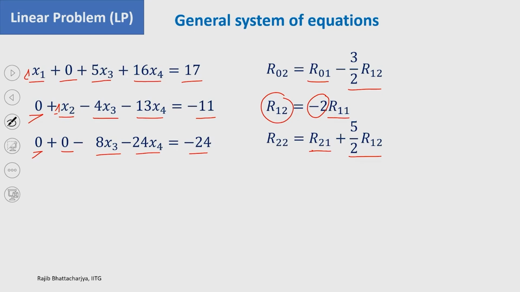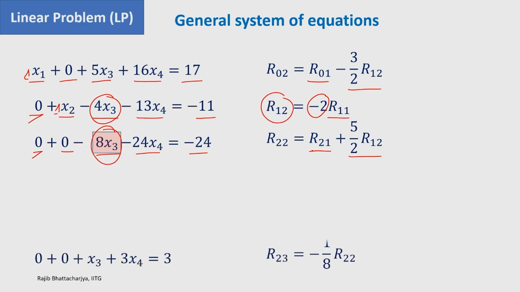Now, let us consider x3 here in the third equation. I would like to make the coefficient of x3 in the third equation as 1. So, what will I do? I will divide this equation by minus 8. If I do that, R2^3 equals minus 1/8 R2^2. So, now this is 0, this is 0, then the coefficient of x3 here is 1 plus thrice x4 equal to 3.